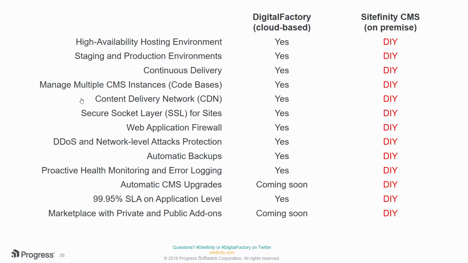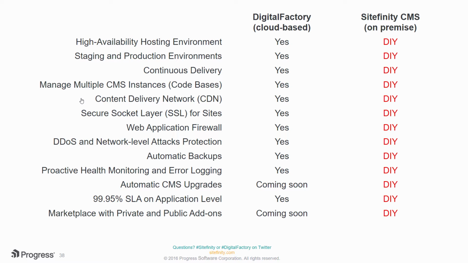with staging and production environments already set up for you, with the continuous delivery process set up between those. You have the ability to manage multiple code bases from a single platform. CDN, SSL, web application firewall, denial of service attacks, and network level attack protection is all baked into the solution, configured from the very first moment you start using it. So nothing to worry about in terms of setting up these things and maintaining them and making sure they work.